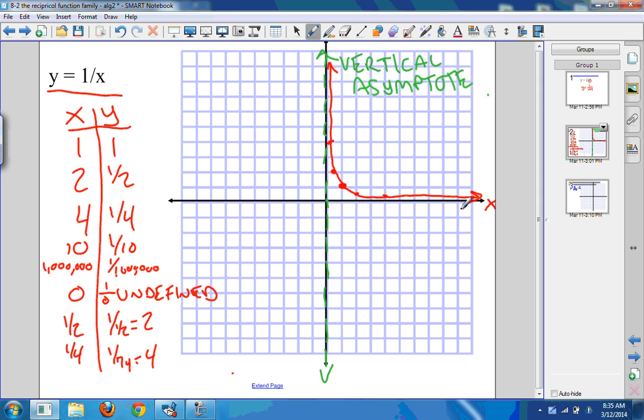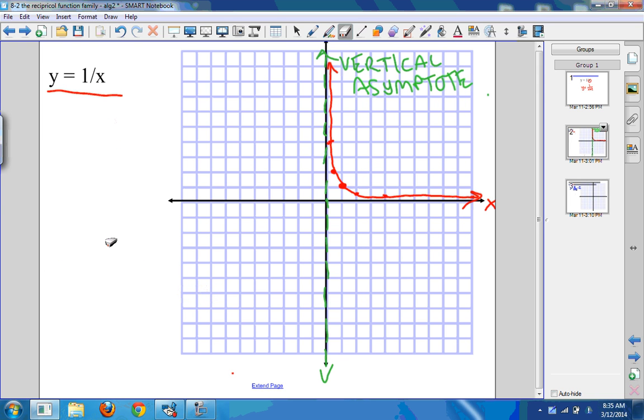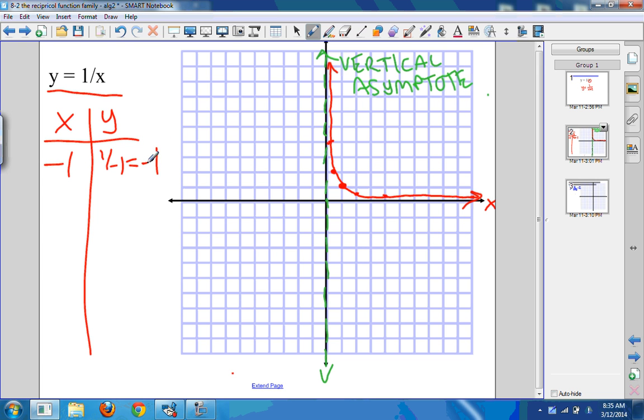All right. I'm going to erase this now. And let's look at the negative side of this graph. So let's make another table of values, x, y. If we plug in a -1 for x, for y we'll get 1 over -1, which is just equal to -1. So -1, -1 is going to be another point on this graph. If we put in a -2, 1 over -2 is -1/2. So -2, -1/2. If we put in a -4, we get -1/4.